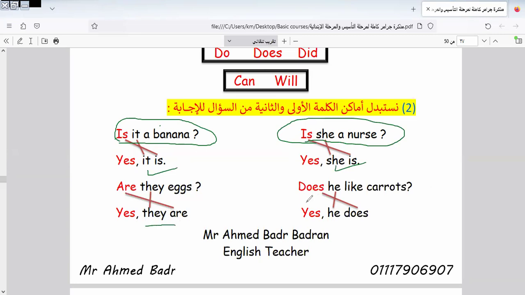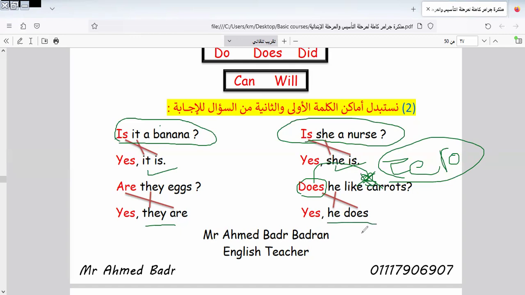Or, does she like? As we know from before, does replaces what? It replaces the s. If we put does and s, it will be what? It will be zero, as we know during the term. Don't put s when we have does, because does replaces the s. So I omit the s and put does instead of s. It will be yes, he does. Okay, let's continue the rest of the exercise.